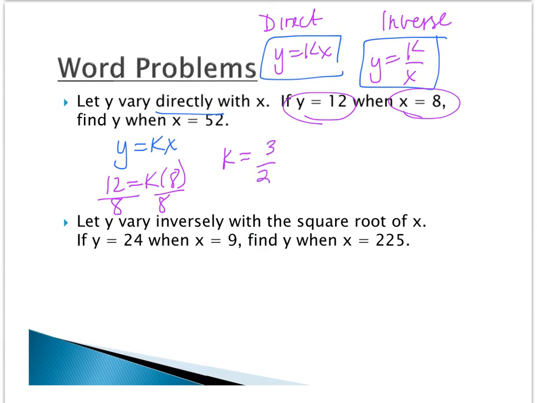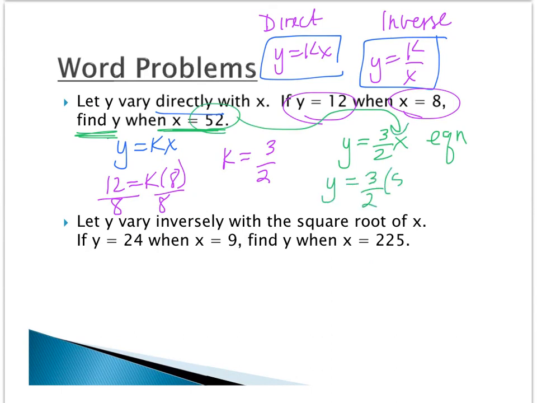Now I have my new equation that I can use. y equals 3/2 x is the equation that represents the direct variation here. I'm asked to find y when x is 52, so 52 gets plugged in right here. y equals 3/2 times 52, giving us 78. In this next problem, we are told that y varies inversely with the square root of x.